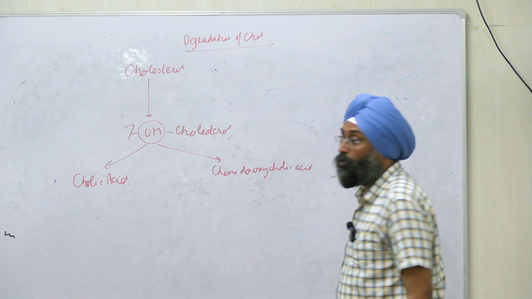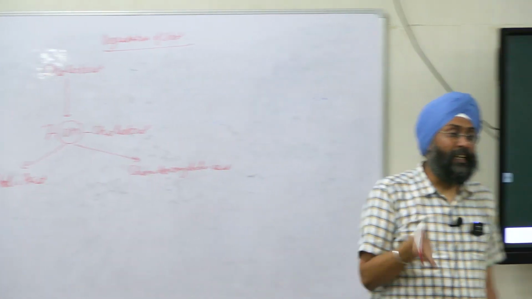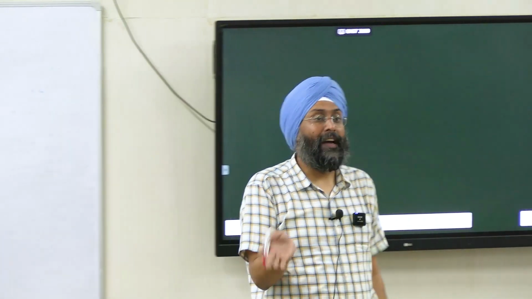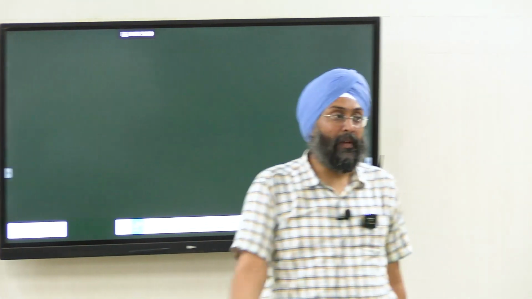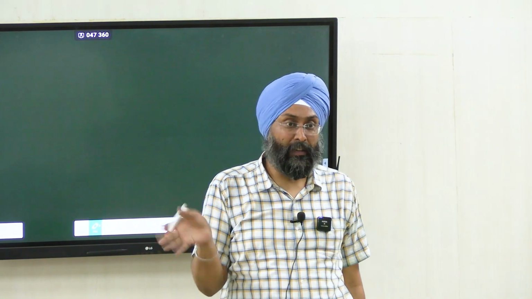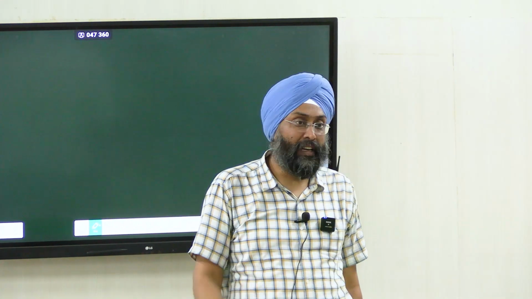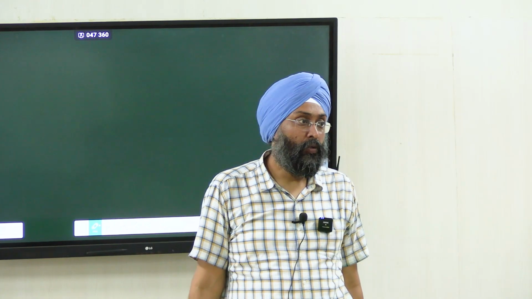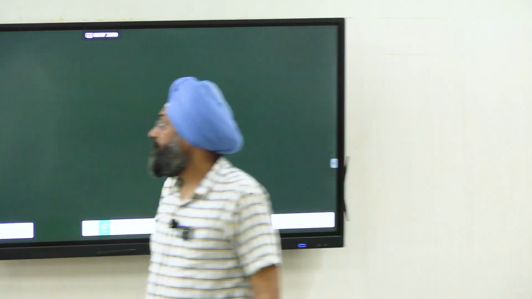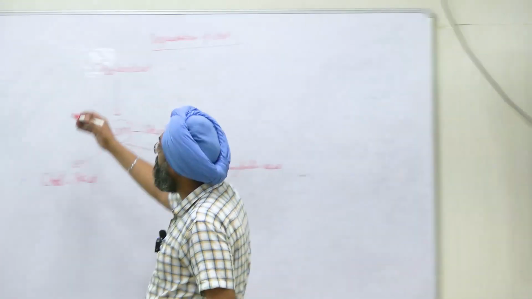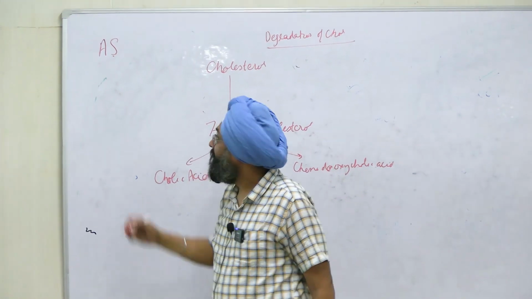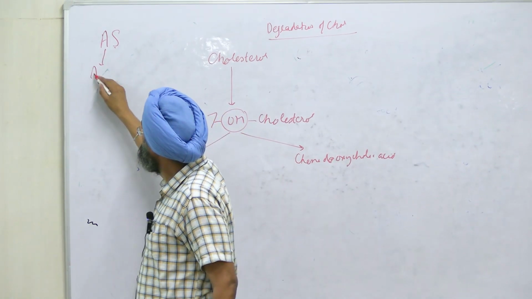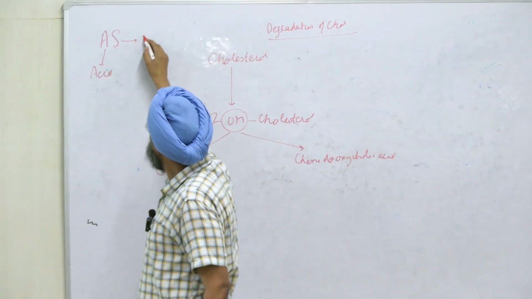Right? So, do you find it difficult to differentiate between bile salts and bile acids? Just tell me. This is bile salt, this is bile acid. You find it difficult? I found it difficult in my time. Do you know a mnemonic for that? Just see, the mnemonic is AS. A for acids and then S for salts.